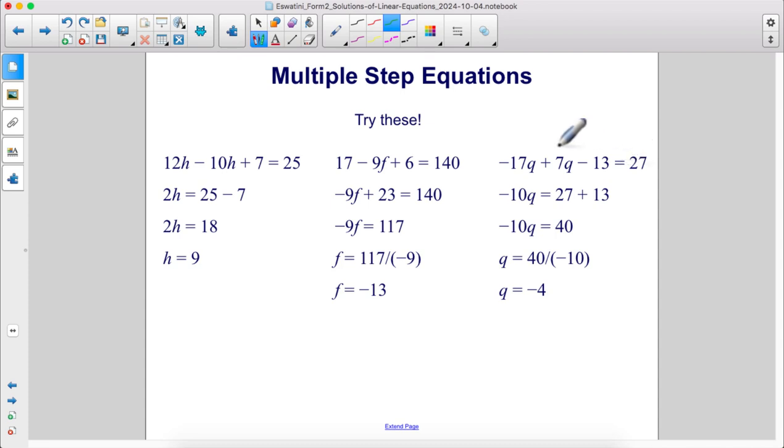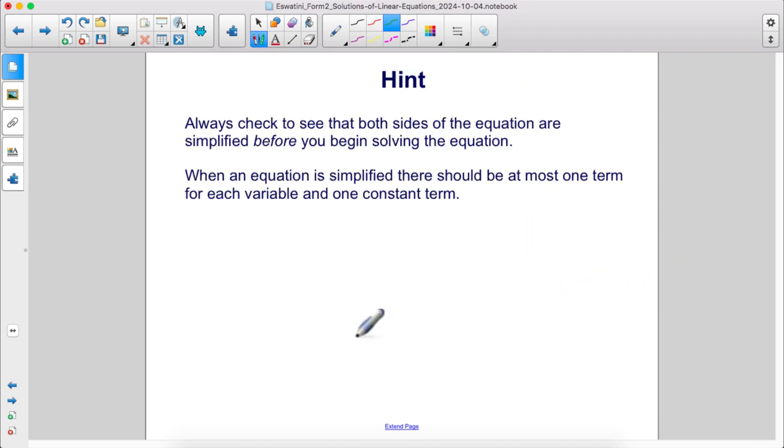The first step is to combine the like terms. We have negative 17q and plus 7q, so that gives us negative 10q. We're also going to add 13 to both sides. So that gives us 27 plus 13 over here, which becomes 40. Then we divide both sides by negative 10, giving us q equals negative 4.